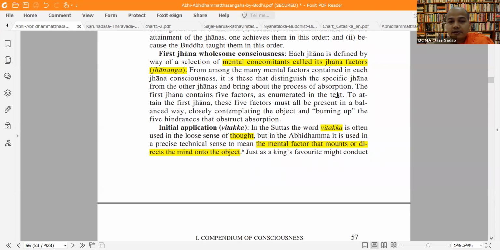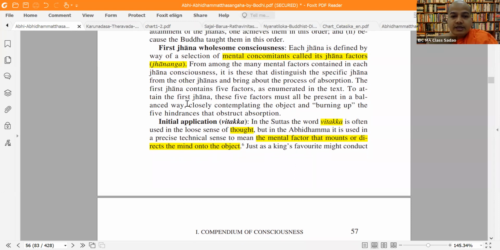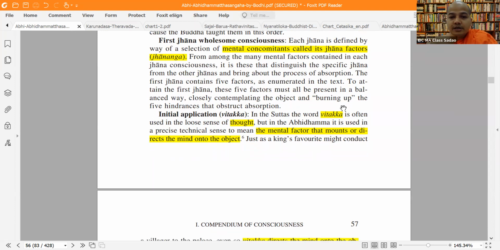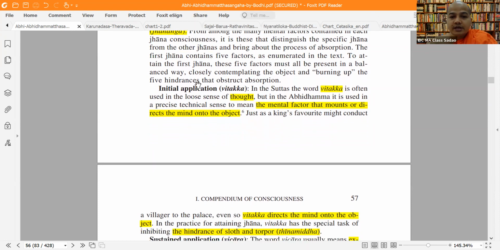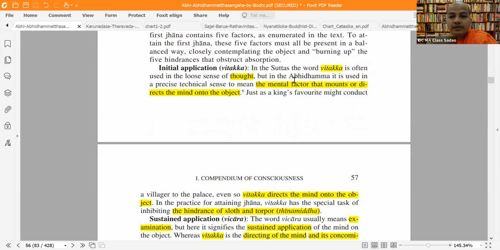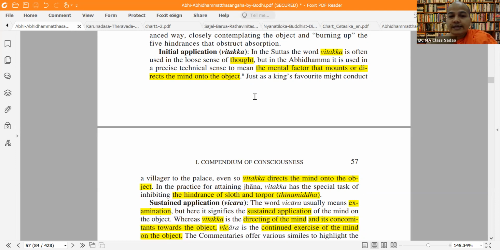The first jhana contains five factors as enumerated in the text. To attain the first jhana, these five factors must all be present in a balanced way, closely contemplating the object and burning up the five hindrances that obstruct absorption. So these are the factors, right? Vitakka, for example, as we are discussing, generally vitakka means thought, but in Abhidhamma, it is used in a precise technical sense to mean the mental factor that mounts or directs the mind onto the object. Initial application, as it is translated into English. So when you put your attention towards an object firmly, that is called vitakka here. It is not a thought, right?